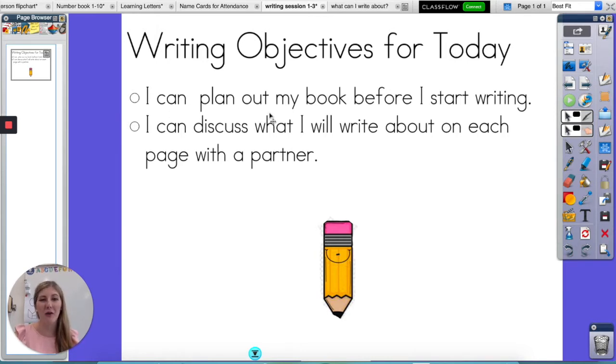I can plan out my book before I start writing, and I can discuss what I will write about on each page with a partner.